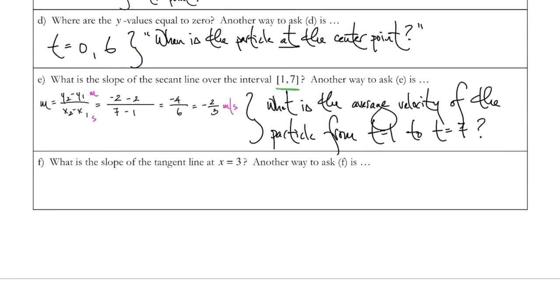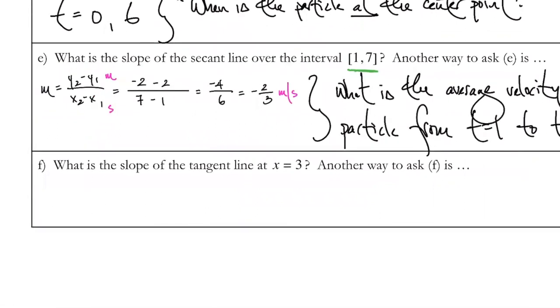Sorry for all the scrolling up and down today. It's hard to fit all the word problems on one page. But what is the slope of the tangent line at x equals 3? We could say that the slope equals 0.